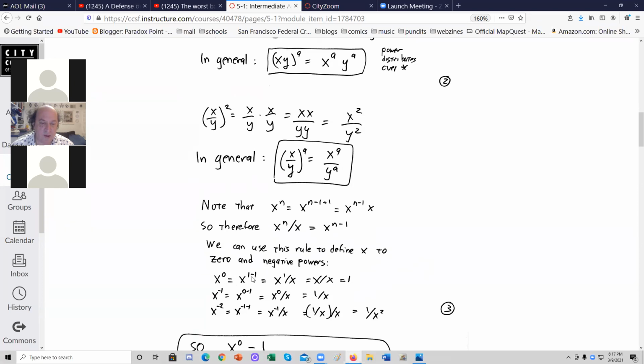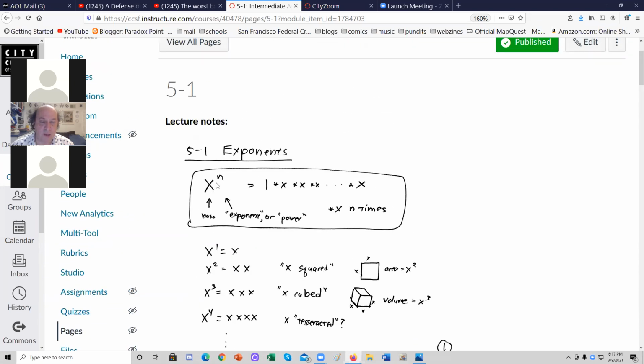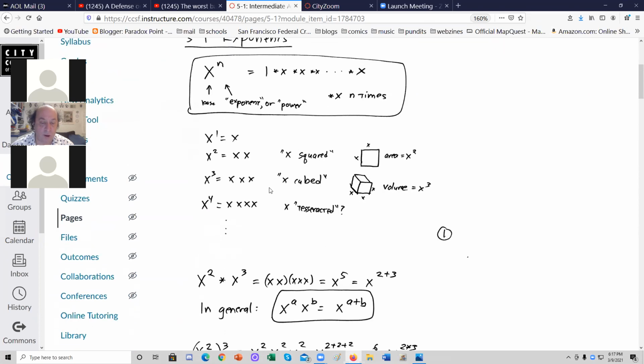x to the 0 is x to the 1 minus 1. That's x over x, which is 1. x to the 0 is 1. You can see that if we went back to here, x to the n is 1 times x, n times. So x to the 0 is just a 1, no multiplication, and therefore just the 1.